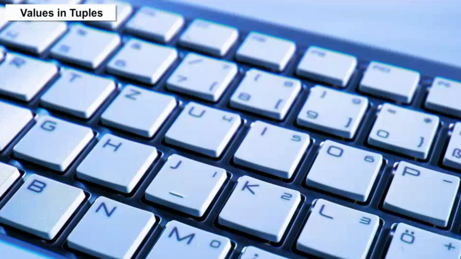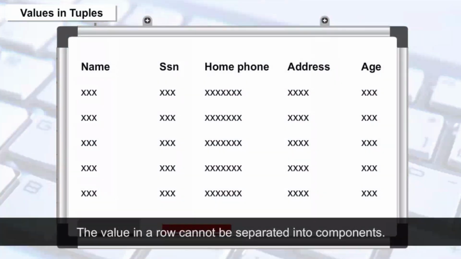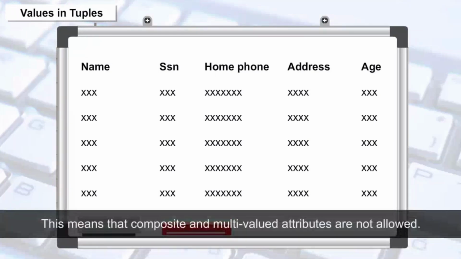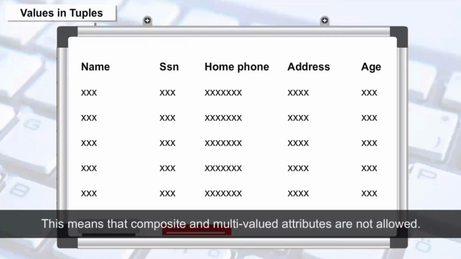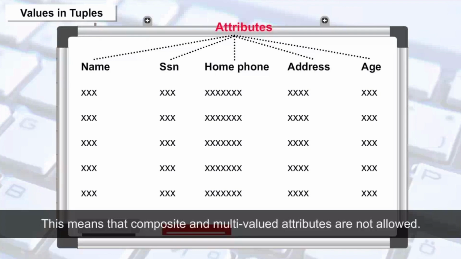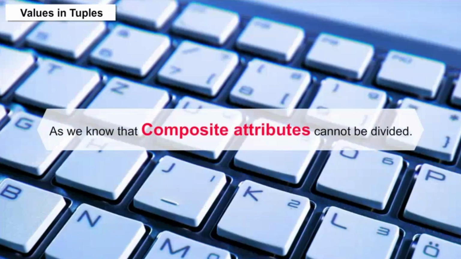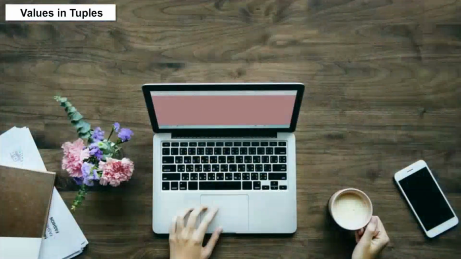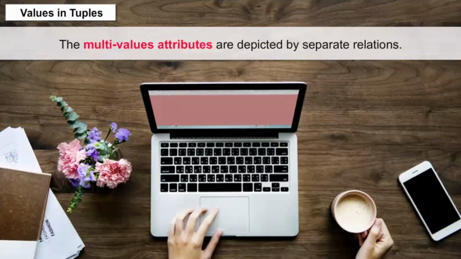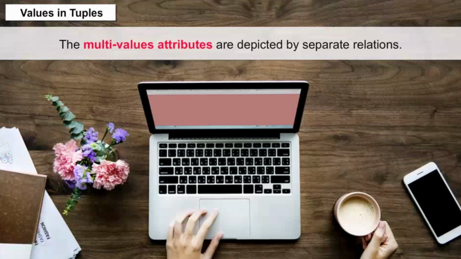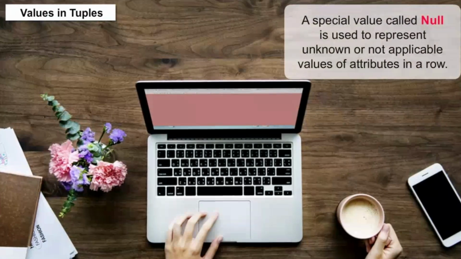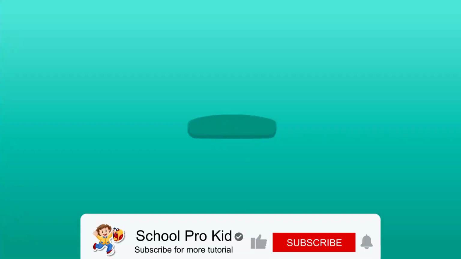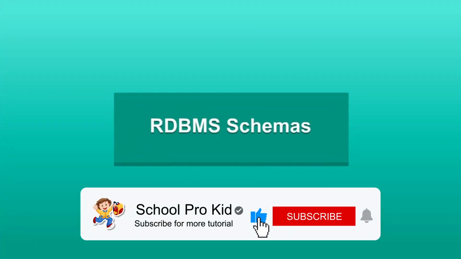Values in tuples. The value in a row cannot be separated into components. This means that composite and multi-valued attributes are not allowed. As we know, composite attributes cannot be divided. The multi-valued attributes are depicted by separate relations. A special value called null is used to represent unknown values in RDBMS schemas.